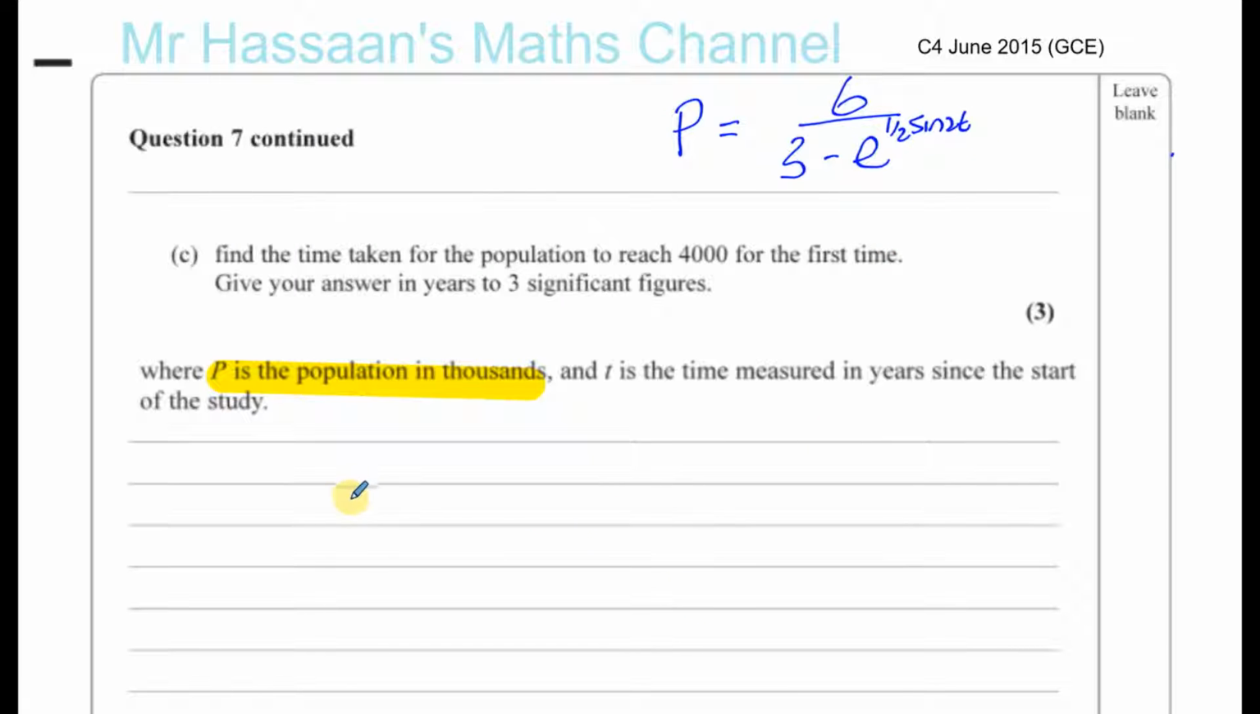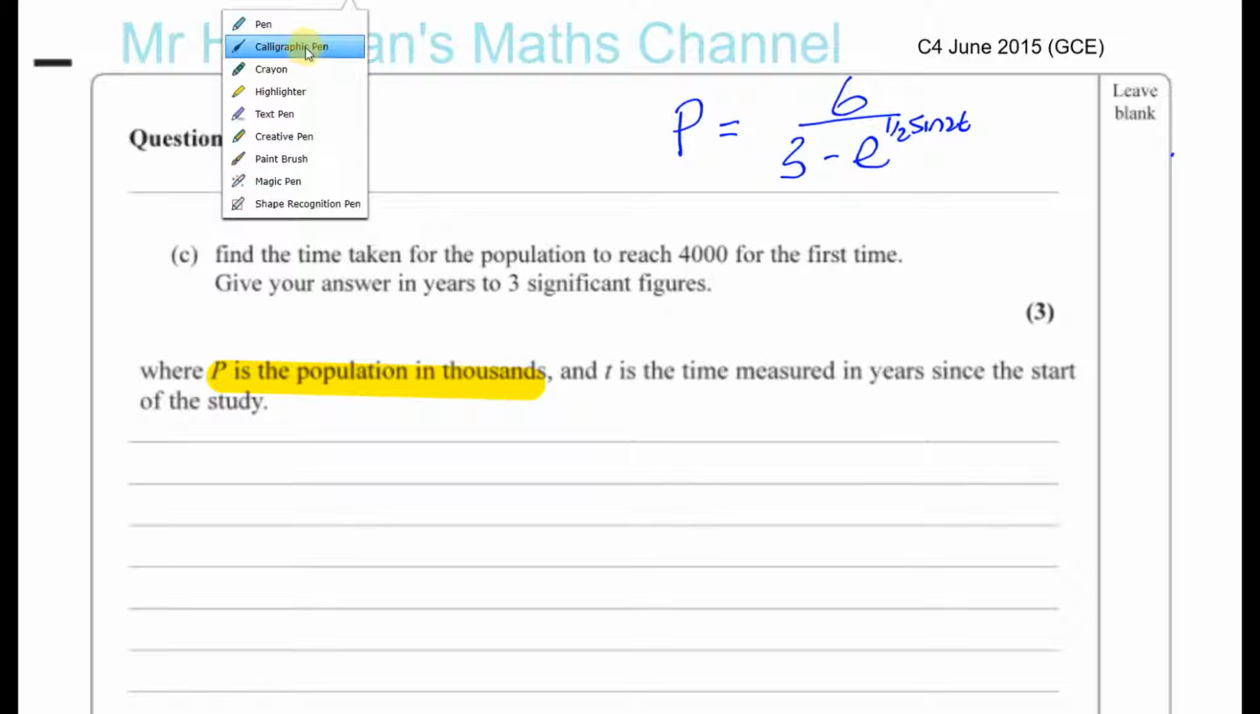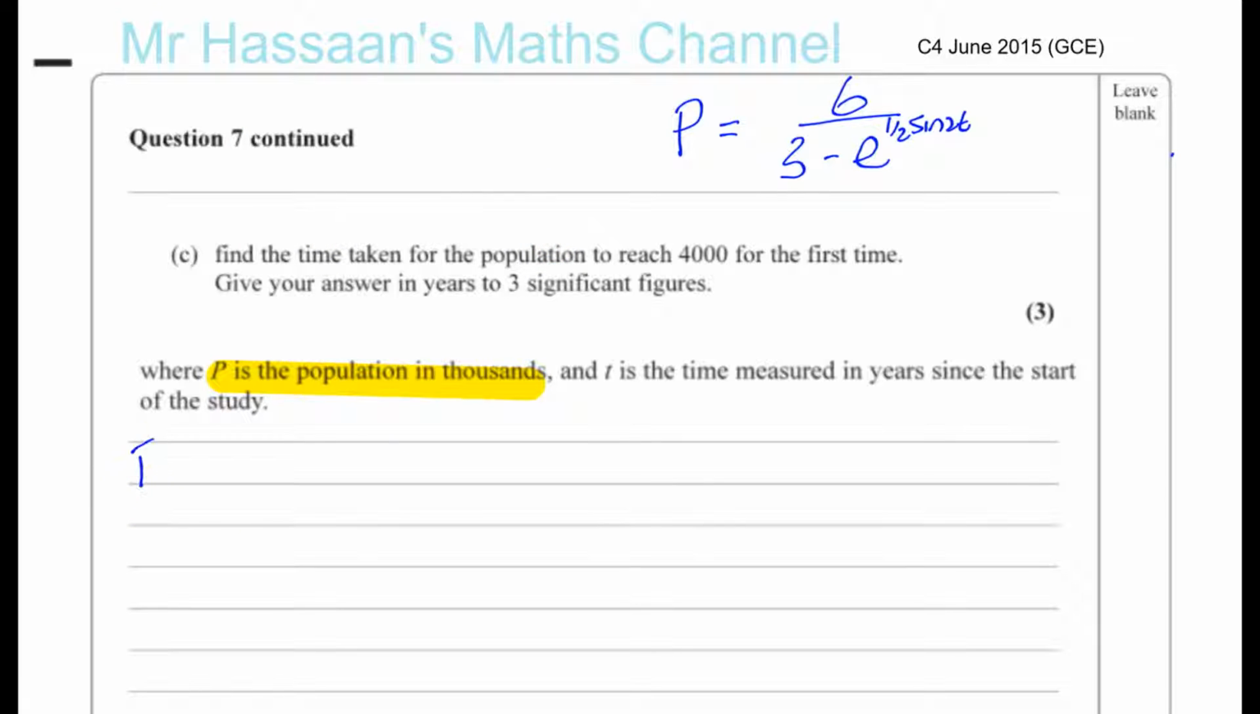So basically you've got to be very careful, and you must always go back and read the question. If your answer doesn't work out sensibly, always look back to see what kind of mistake. It might be something as basic as this. So here we have to make sure that we write p equals 4, not 4,000. So we can substitute that into our equation: 4 equals 6 over 3 minus e to the power of a half sine 2t. So we want to make sine 2t the subject of this.